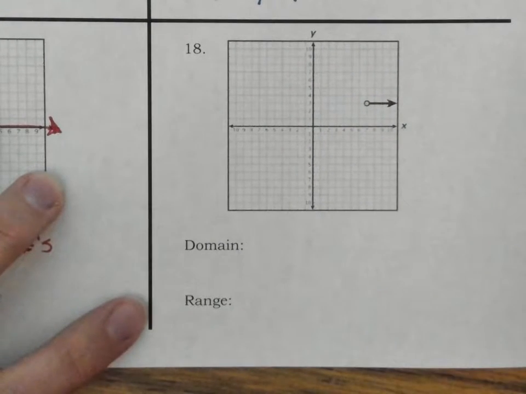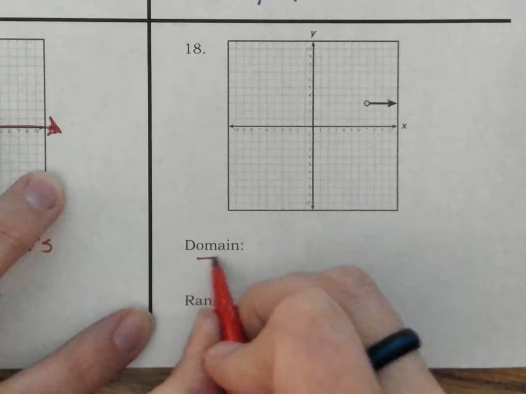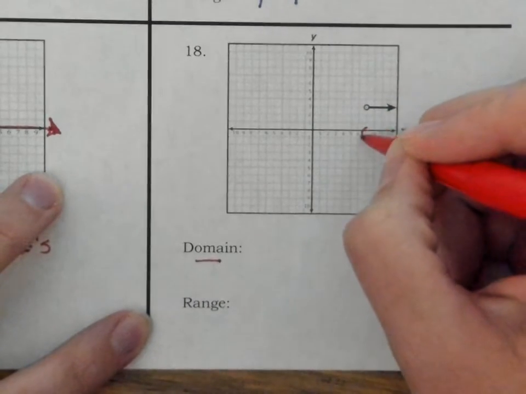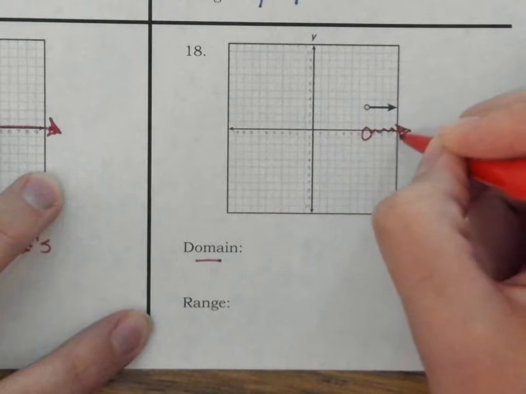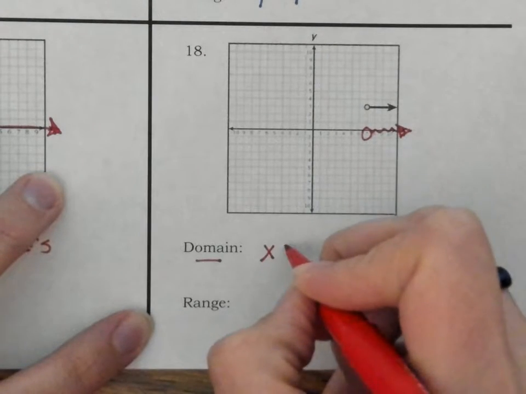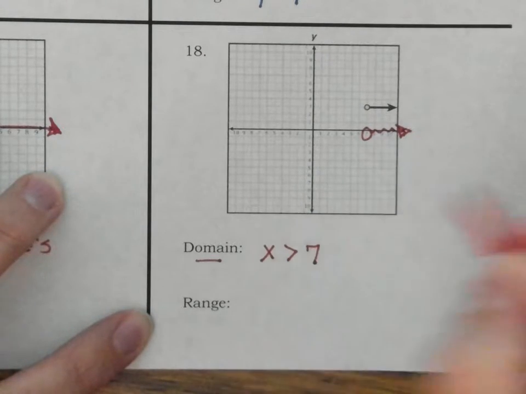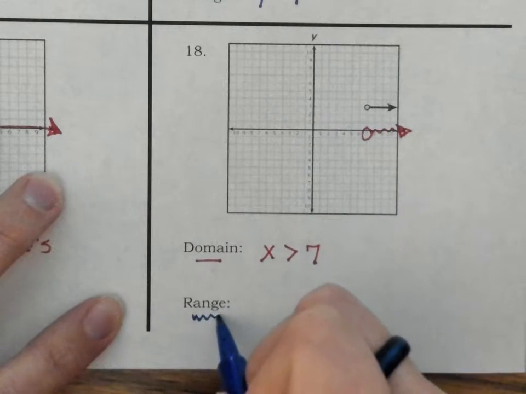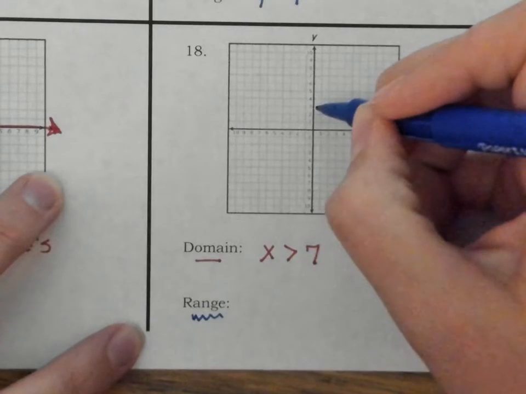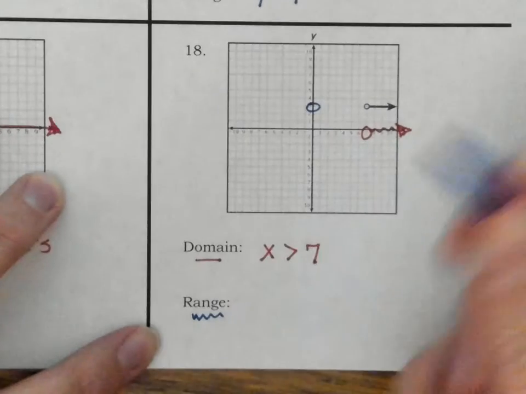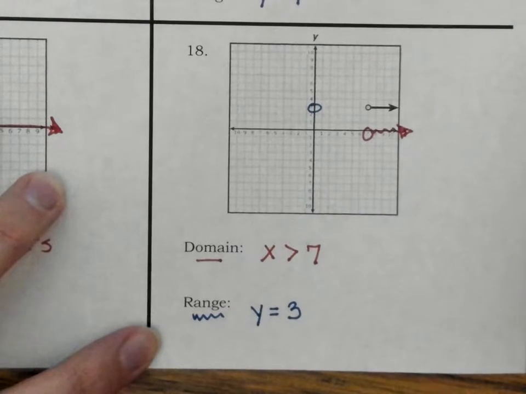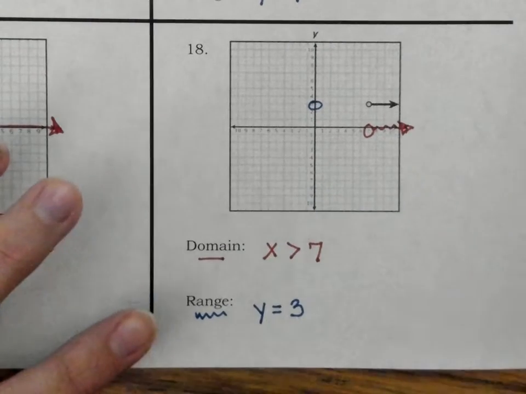All right, this one, the domain, it's getting bigger. It starts here at 7, is getting bigger. So x is greater than 7. It's not equal to because there's an open circle. And my range is sitting right here at 3. So y equals 3. That's the only number that the range is going to be.